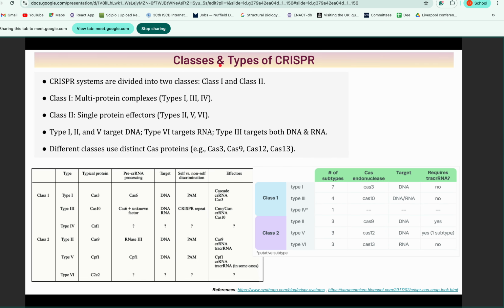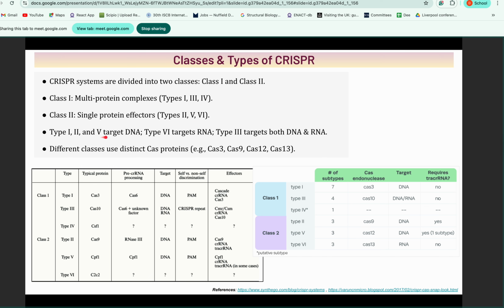Now we will talk about the classes and types of CRISPR, that is, how many classes of CRISPR exist. So the CRISPR system can be divided into two classes. When we say class 1, it means multi-protein complexes, such as type 1, type 3, type 4, in which multiple proteins are involved. Previously we were saying CRISPR-Cas9, which means only Cas9 is involved, so that is a single protein effector. So class 2 comes under single protein effectors such as type 2, type 5 and type 6.